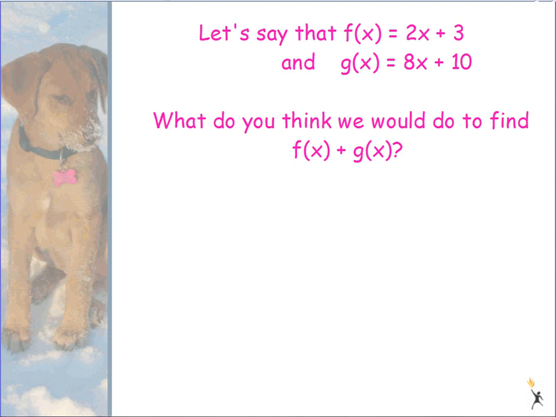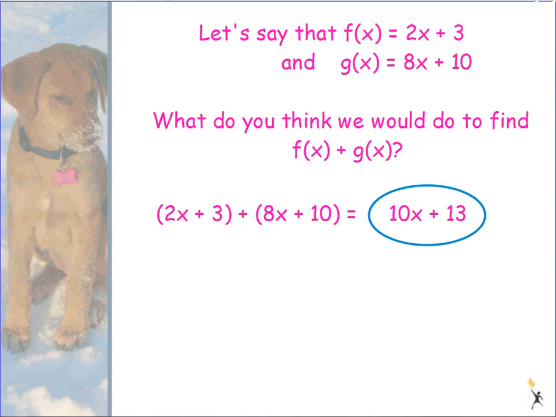Now let's say I'm given 2 different functions, and it's asking me to find f of x plus g of x, but it does not give me x values which I can evaluate the functions for. What do you think it's asking us to do? It's literally asking us to take the 2 functions, 2x plus 3, and add it to 8x plus 10. All I need to do is combine like terms. 2x plus 8x leaves me with 10x, and 3 plus 10 gives me a positive 13. My function operation gives me 10x plus 13.